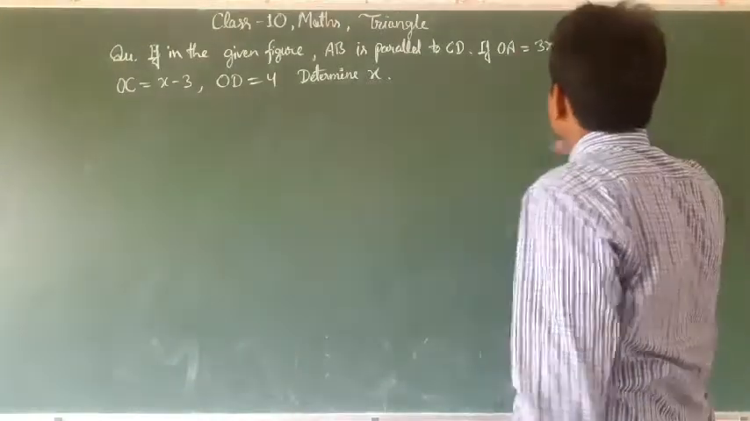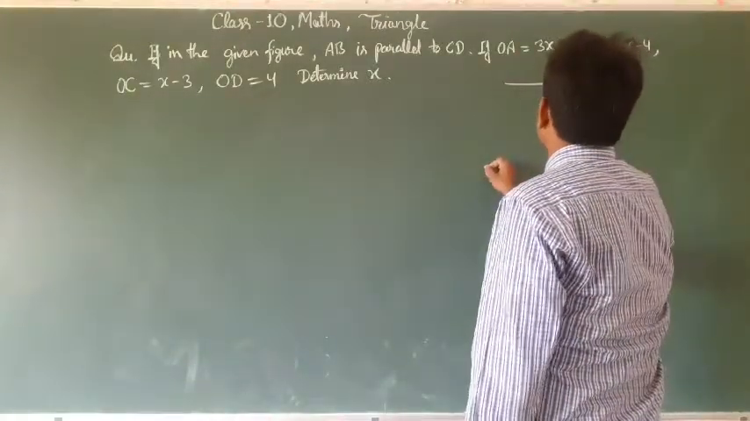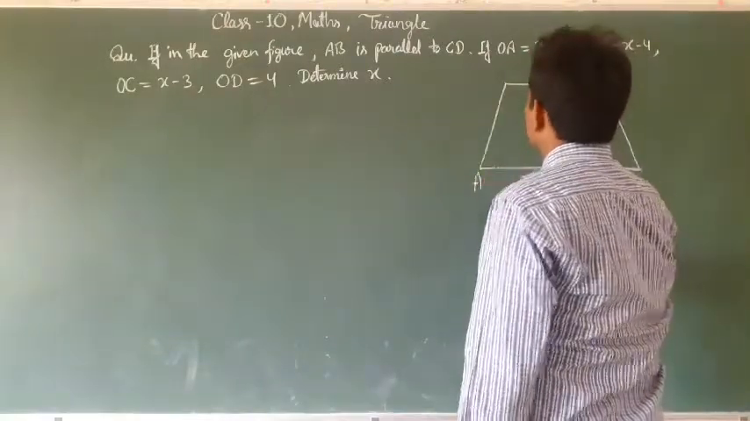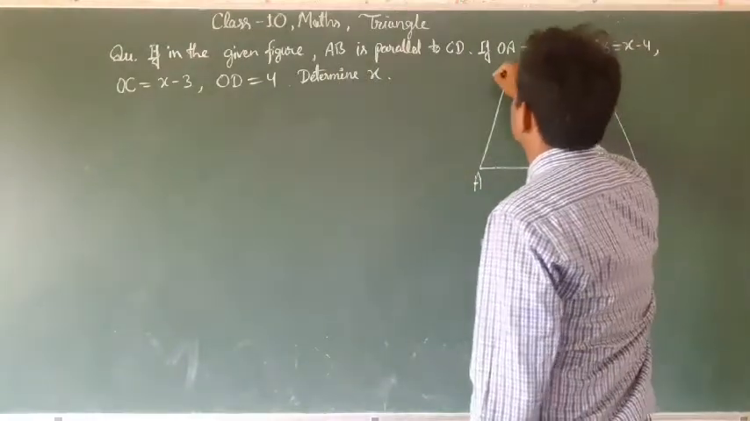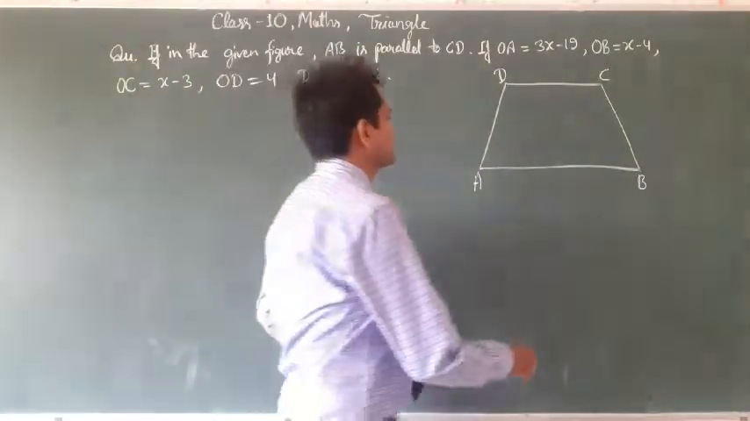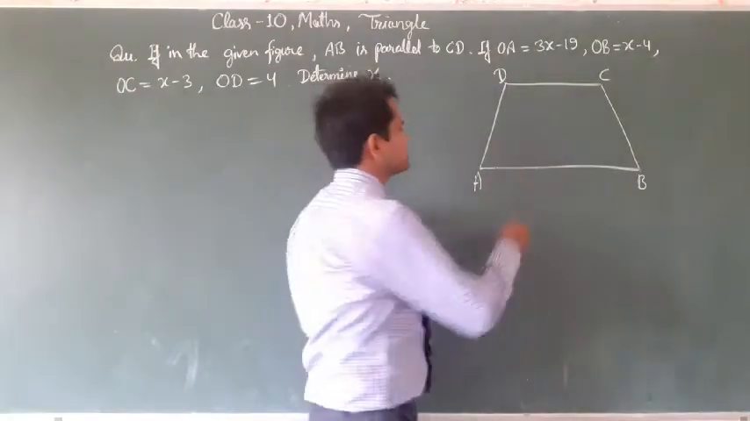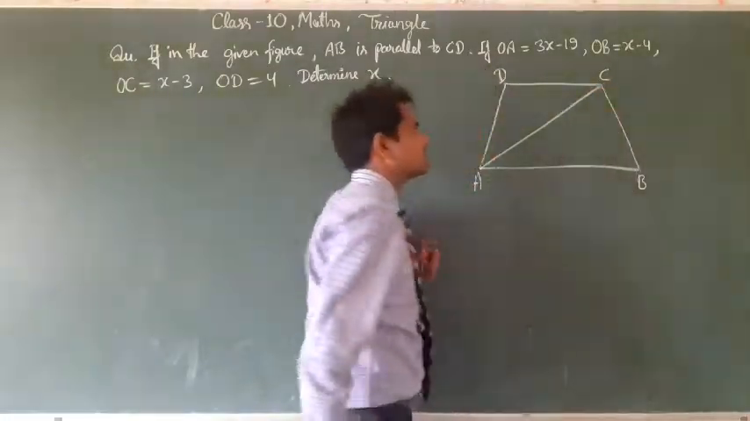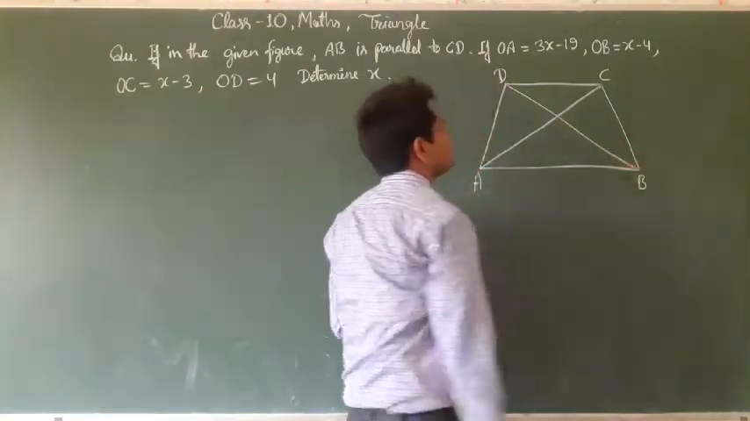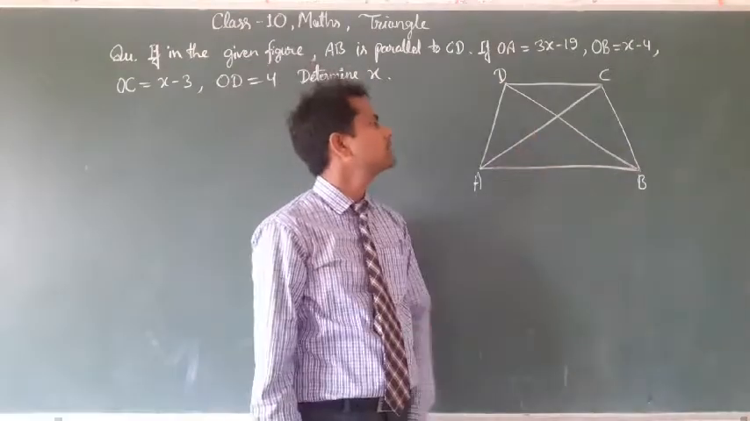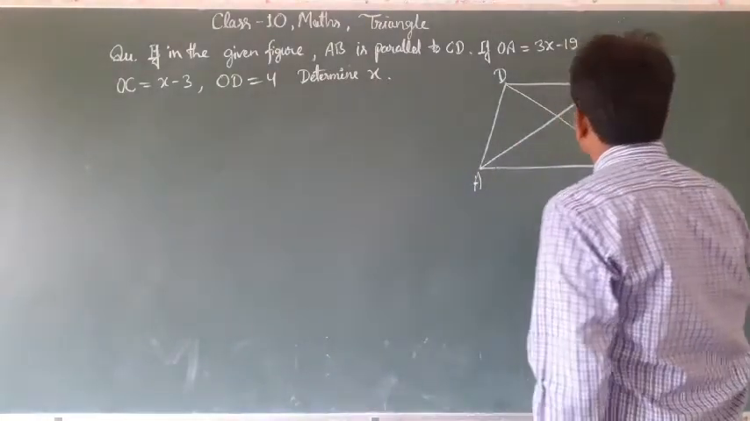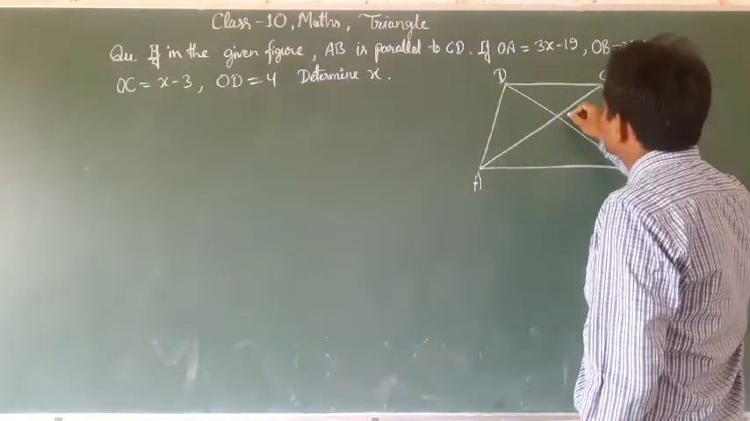First, draw the quadrilateral, that is A, B, C, D. Join the opposite vertices, then we get a diagonal AC, and join B and D, then we get another diagonal DB. Both diagonals intersect at O.